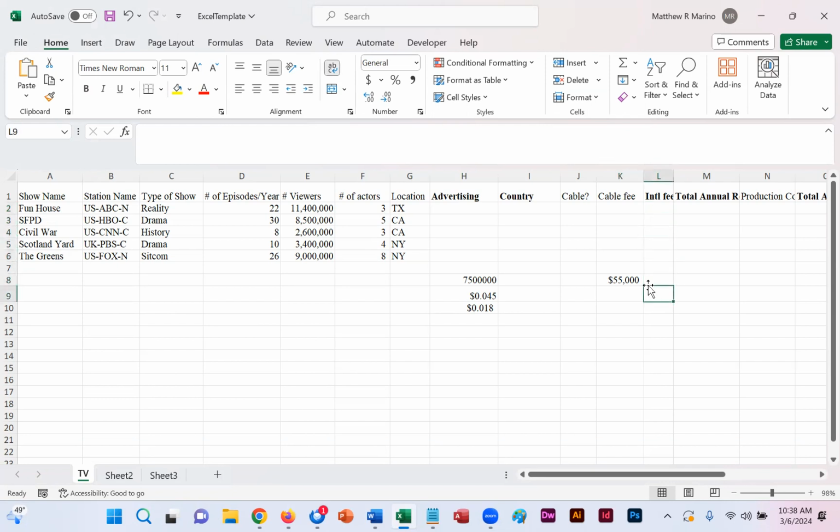Then for the international fees, I would put in the table as a VLOOKUP nearest match.